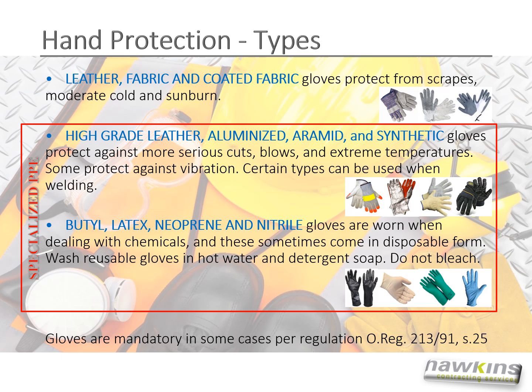Many other gloves are considered specialized PPE, such as high-grade leather, aluminized, aramid, and synthetic gloves, which protect against more serious cuts, blows, and extreme temperatures. Some protect against vibration. Certain types can be used when welding. Also specialized are butyl, latex, neoprene, and nitrile gloves, which are worn when dealing with chemicals, and these sometimes come in disposable form. Wash reusable gloves in hot water and detergent soap.